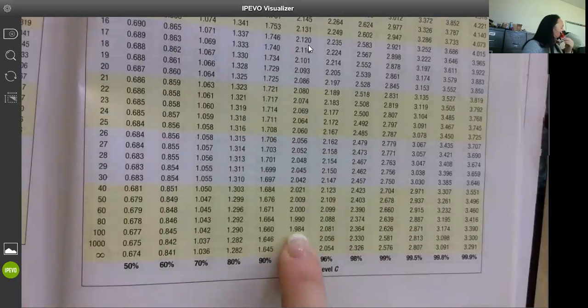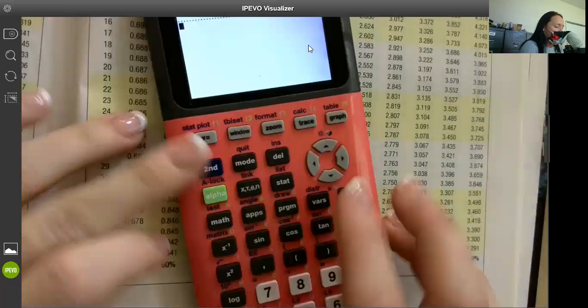So this one would be 1.984, 1.984. You guys got it? So B has to be 1.984. Watch what happens when you put it in your calculator.